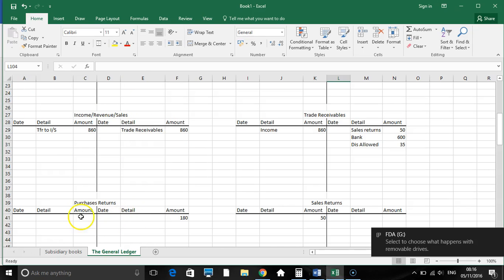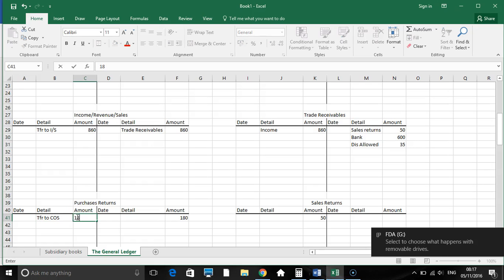This, of course, gets transferred to the cost of sales because we want to know what the cost of the goods that we had sold. So remember, we talked about cost of sales. We needed to include purchases, returns, carriage inwards. Transfer to cost of sales.